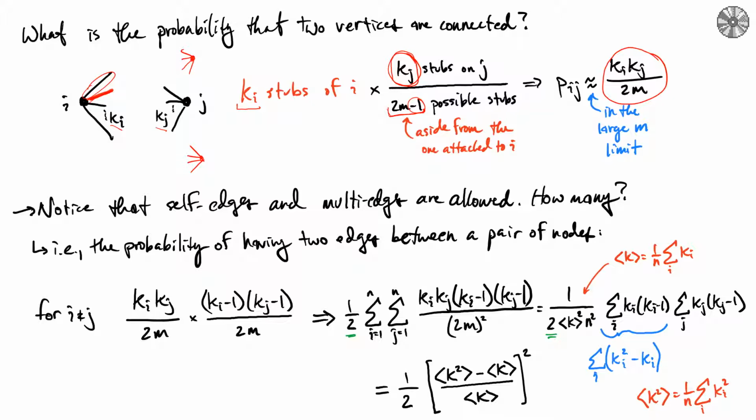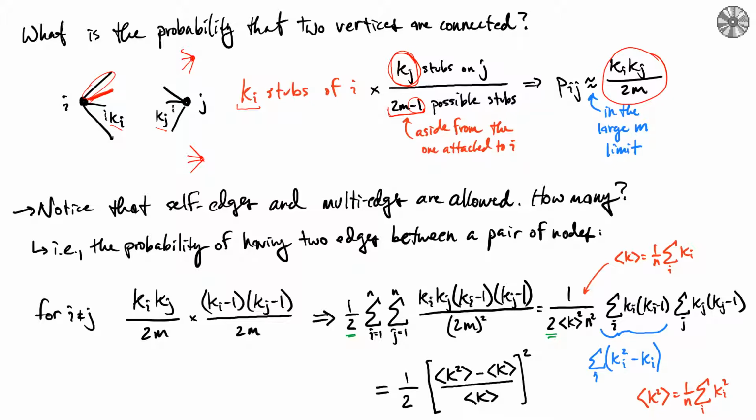So that's the probability to connect any 2 nodes. And so now we're interested in understanding what is the prevalence of self-edges and multi-edges. So essentially 2 edges between the same pair of nodes, or a single edge between the same node. So let's answer the multi-edge question.